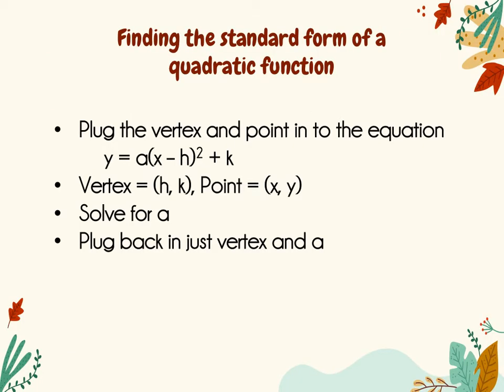So what we're going to cover today is finding the standard form of a quadratic function. You're going to be given a vertex, and you're going to be given a point that's on the parabola. We're going to take these 4 pieces of information and plug them into the standard form. Everything will have something filled in except for the letter a, and we will solve for a and then plug it back into the equation. So let's go ahead and try a couple of examples.